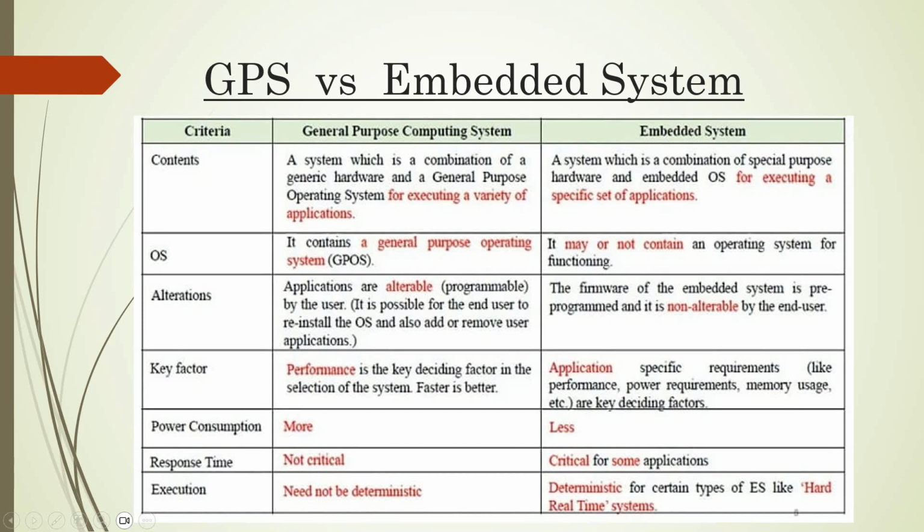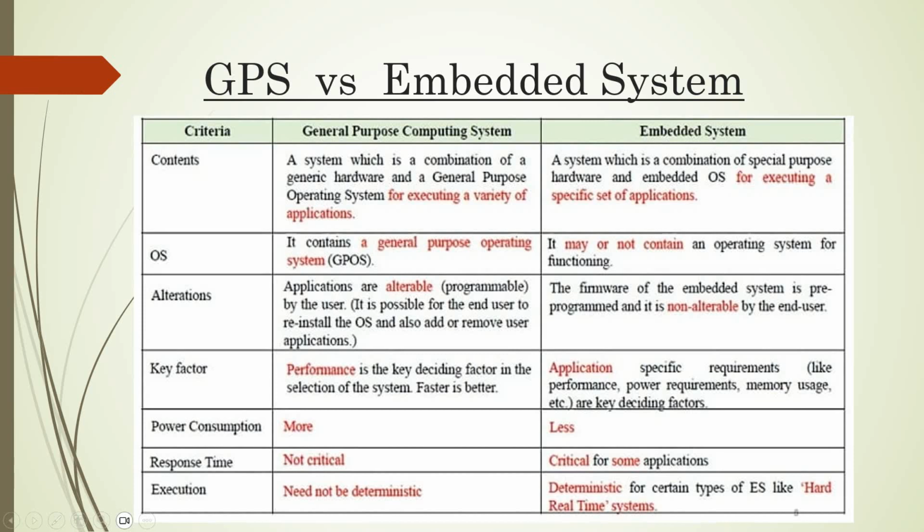In a general purpose system, applications can be altered: by implementing or altering some code, the user can change the functionality. In an embedded system, this is not possible. Once it is fixed, it cannot be altered until the end of its use. In a general purpose system, performance is the key deciding factor in selecting a system: faster is better. If the performance is faster, then that system will be used as a good one.